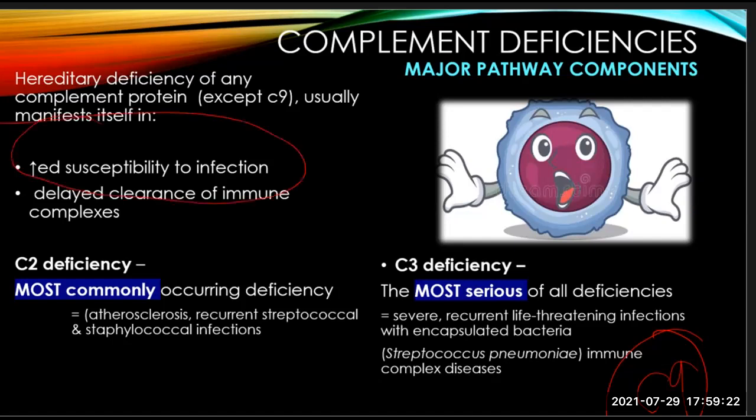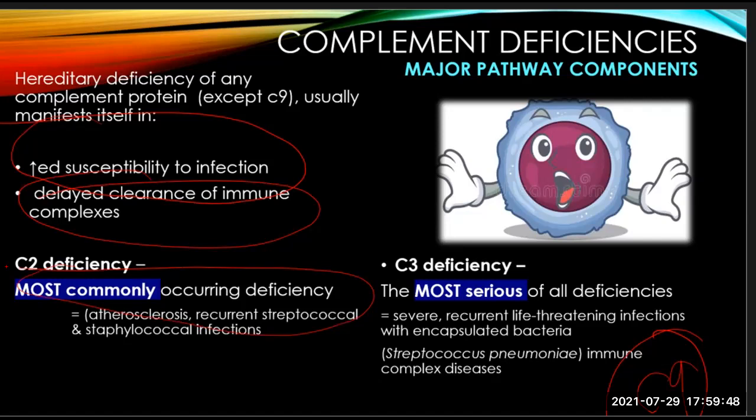So, madali kang magkasakit: increased susceptibility to infections and delayed clearance of those immune complexes, yung mga C1q natin na, di ba, saan na napunta. Most of these conditions are inherited on an autosomal recessive gene and the deficiency that happens most often is that of C2. So, yung pinaka-common, most commonly occurring deficiency is C2 deficiency.